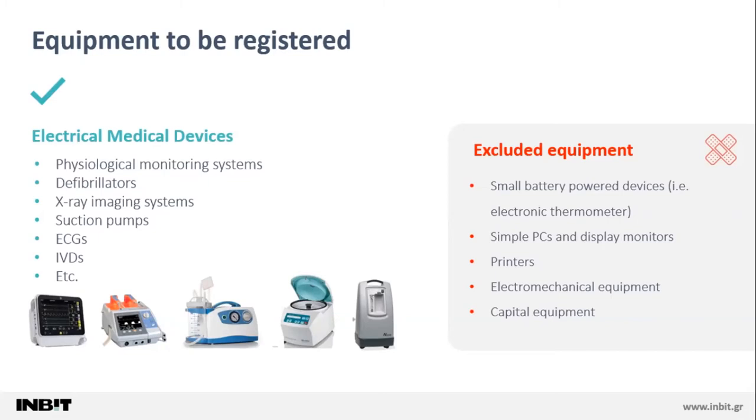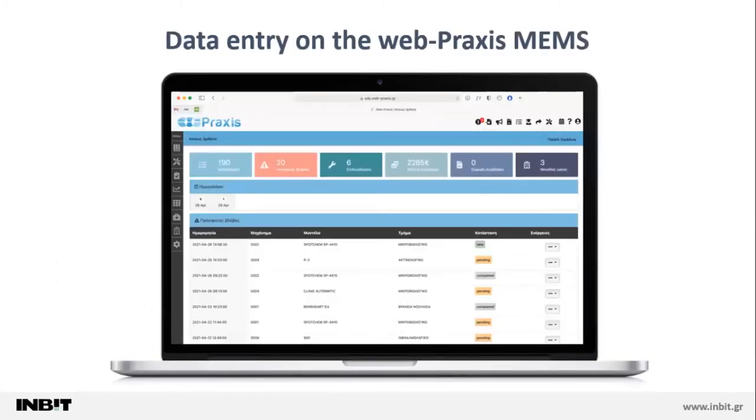And that includes electrical medical devices that are most likely to be in need of repairs or periodic maintenance in the future, like defibrillators, suction pumps, or X-ray imaging systems. And the equipment to be excluded are capital equipment, small battery-powered devices, or consumables. And then the last step of the registration procedure, as we saw earlier, was the data entry on the Web Praxis Medical Equipment Management System.